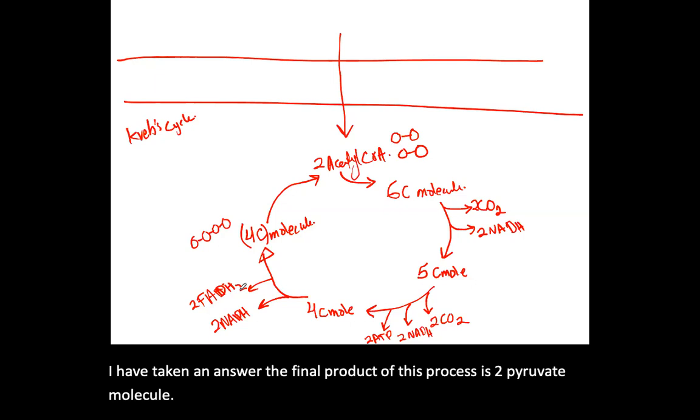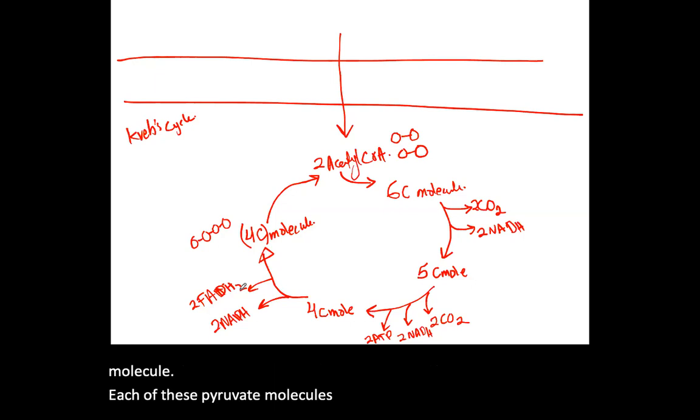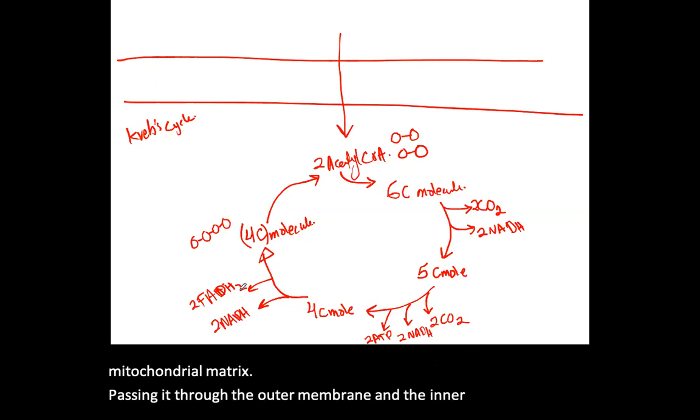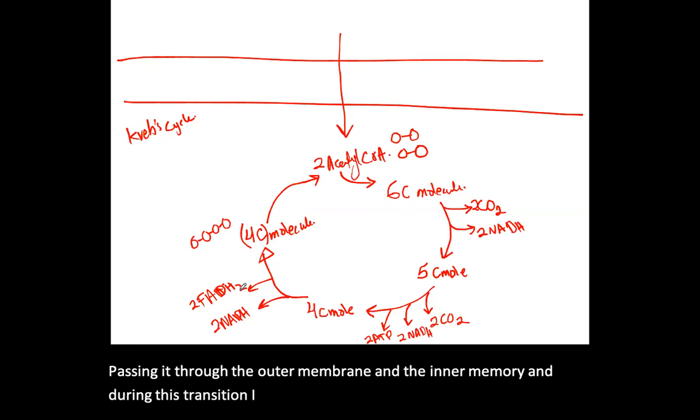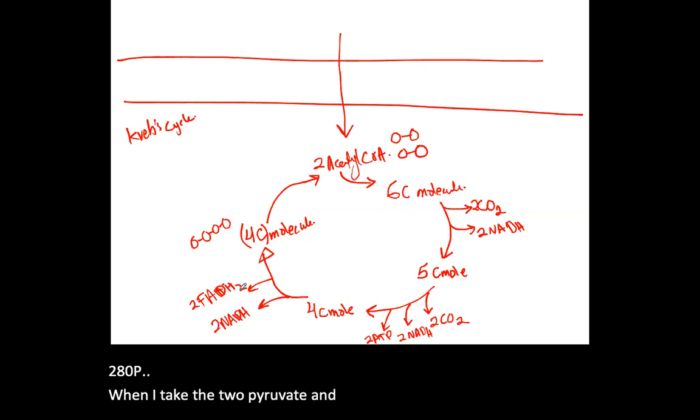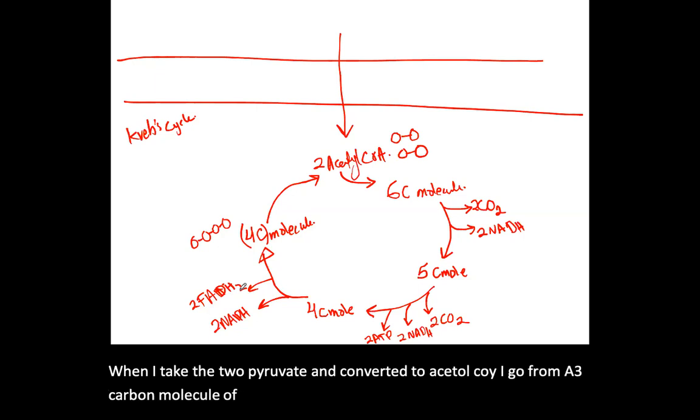Each of these pyruvate molecules contain 3 carbons. I then transported these 3 carbon pyruvate molecules into my mitochondrial matrix, passing through the outer membrane and the inner membrane. And during this transition, I used about 2 ATP, so I have subtracted another 2 ATP. When I take the 2 pyruvate and convert it to acetyl-CoA, I go from 3-carbon molecules of pyruvate to 2-carbon molecules of acetyl-CoA.